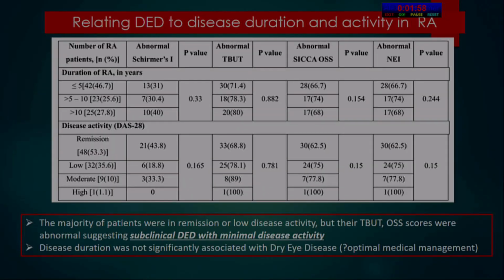Relating dry eye disease to the disease duration and activity, in both RA and SLE groups, there was no significant association. Still, the patients had abnormal TBUT and ocular surface staining scores. This suggests a subclinical dry eye disease with minimal disease activity.